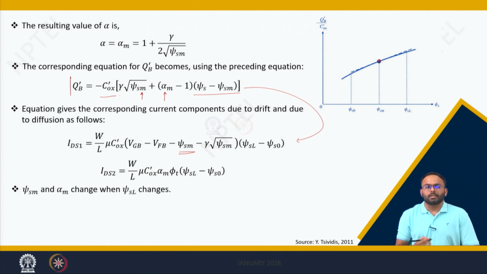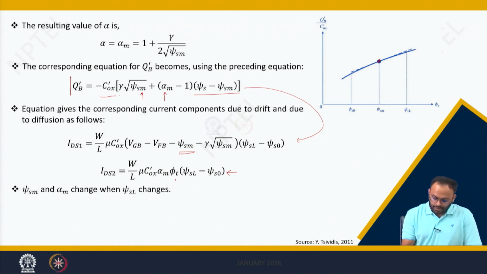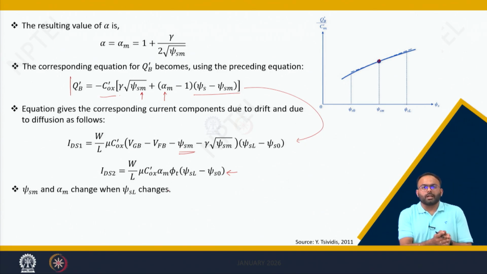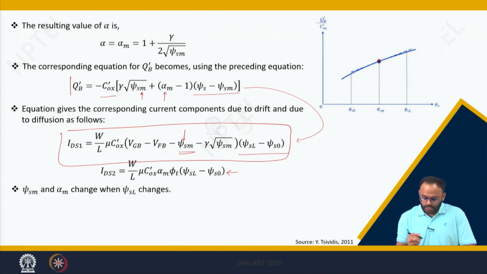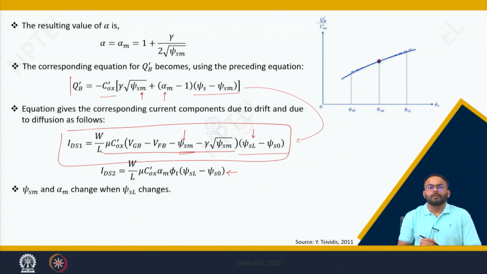Similarly, you will get a simple form of IDS, which is nothing but mu into Cox dash into alpha m phi t psi sl minus psi s0. So I am not putting these equations, you can simply put equations and separate out the variables and you can rewrite the term in this form. If you see closely, we have taken psi SL minus psi s0 out, and this term is a function of VGB. Here psi SM is nothing but psi S0 plus psi SL divided by 2.